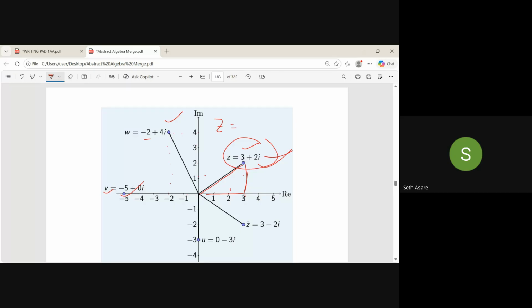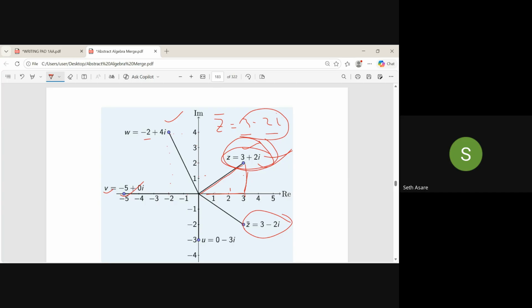What will be the conjugate? 3 minus 2i. When we are plotting this one, it is 3 positive on the x and minus 2. So that is it, 3 and the -2. So this one becomes the conjugate of this, and you can see that it is acting like a reflection.